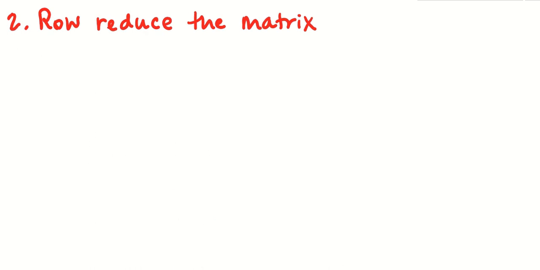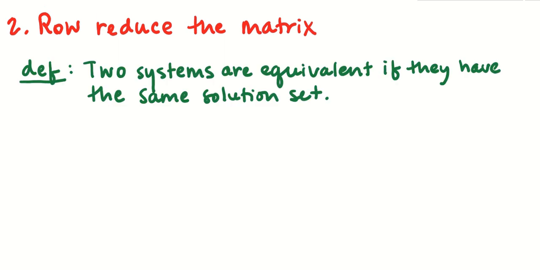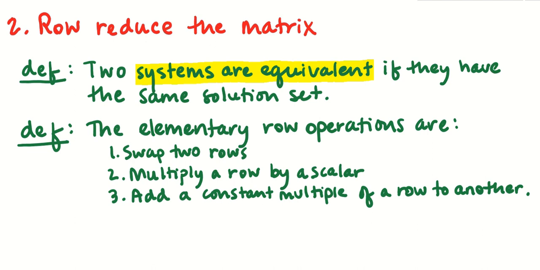Next, we're going to want to row reduce the matrix, but we don't really know what that means yet. So I need to give you some definitions and a couple of applicable theorems, and then I'll show you how. So first, I'm going to say 2 systems are equivalent if they have the same solution set. Okay, that will be relevant to us. And the elementary row operations that we can do to a matrix are we can swap 2 rows, we can multiply a row by a scalar, and we can add a constant multiple of 1 row to another row.